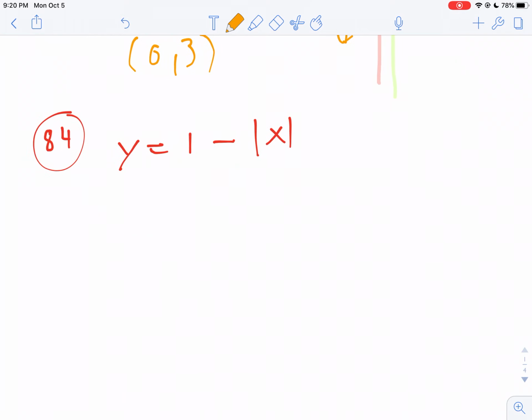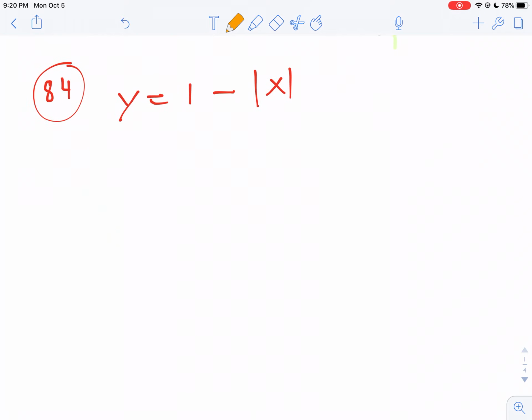Page 84. Absolute value equations. Again, I remember absolute value equations or absolute value functions are your V-shaped graph, okay? Opening up or opening down depending on your a. And again, the basic equation for this is just y equals a times the absolute value of (x minus h), and then plus my k. That's the general equation of an absolute value function.